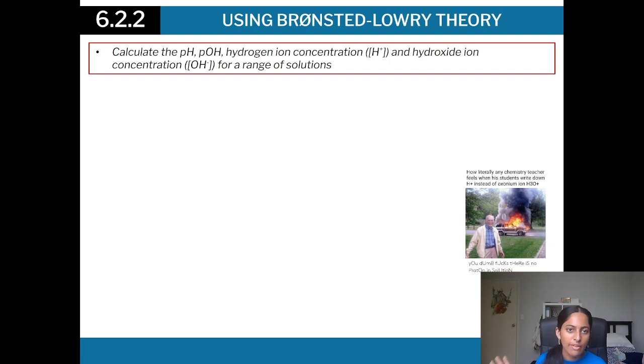And then you also have things such as pH and pOH, which help you calculate, like if you have the concentration of hydronium, you'll be able to calculate pH.